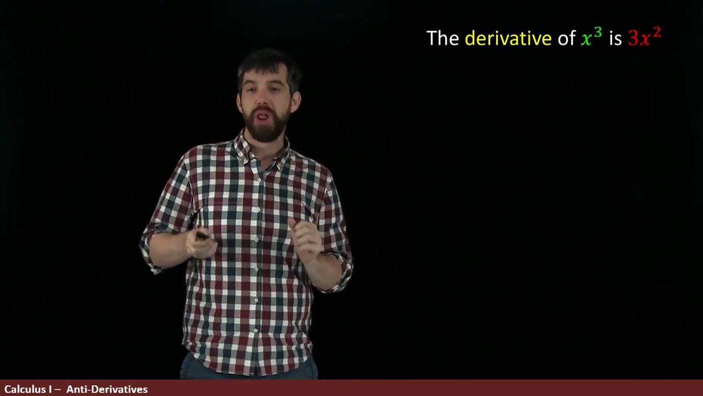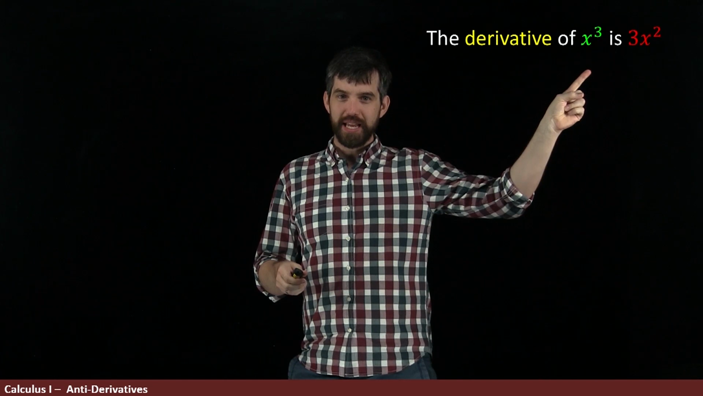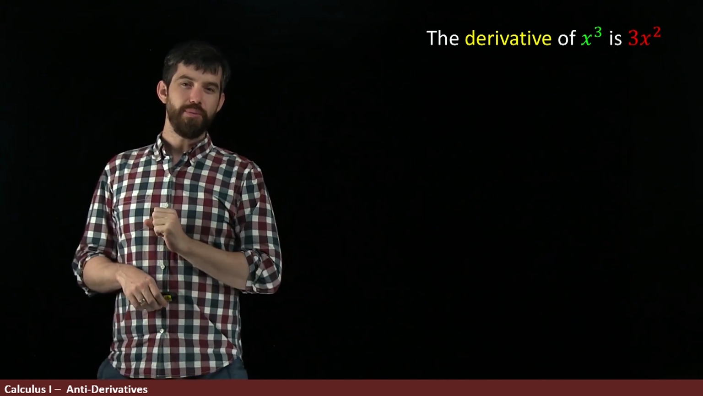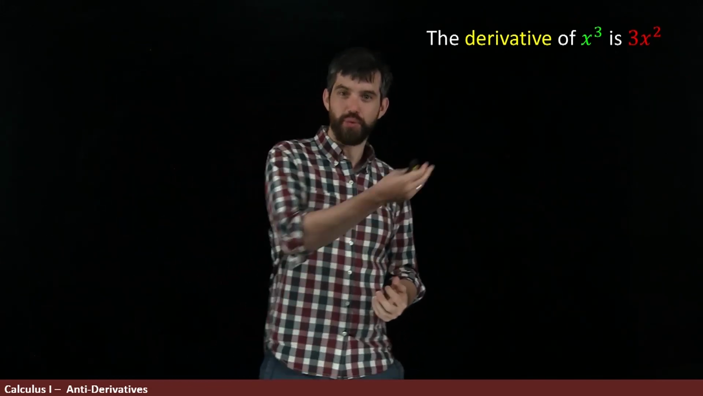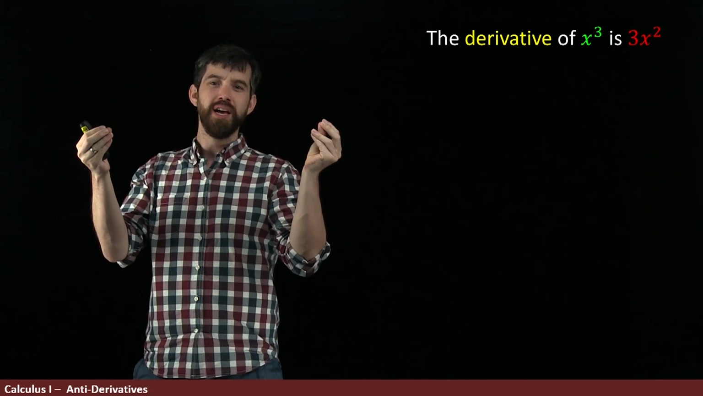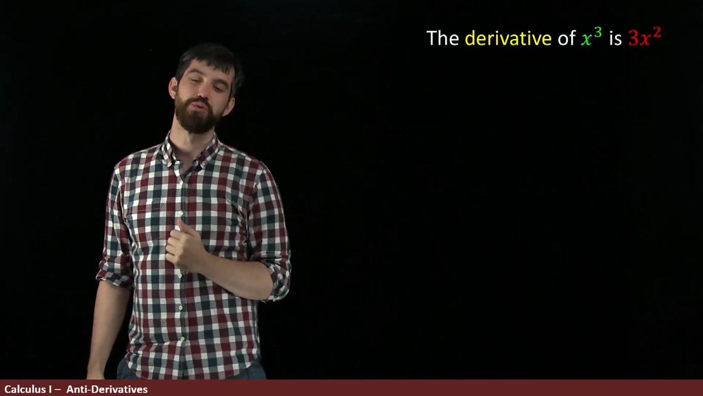So as we all know, by the power rule, the derivative of x cubed is, you bring the 3 down, 3x squared. Now, this gives you a relationship between the x cubed and the 3x squared, and I want to take that relationship and turn it on its head. I'm going to talk about something called an antiderivative.